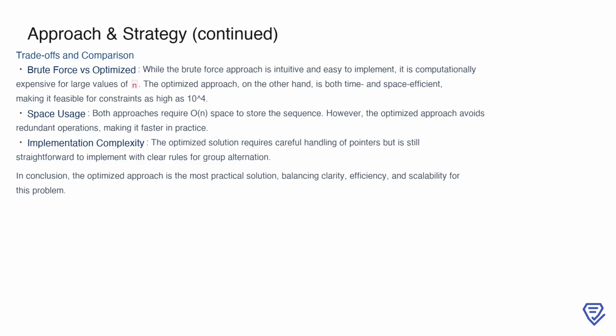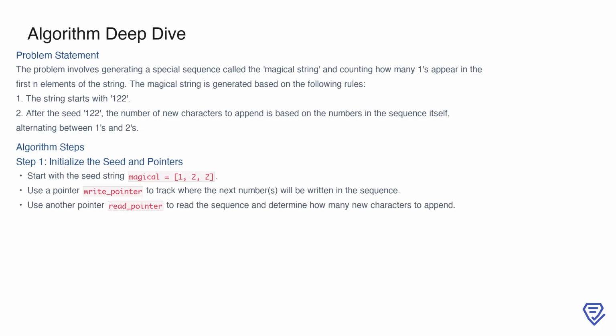To solve the magical string problem, we start by understanding the sequence and its generation rules. The sequence begins with the seed 122 and grows based on the numbers within itself. Specifically, each number in the sequence determines how many of the next character to append, alternating between 1s and 2s. The task is to generate this sequence and count the number of 1s in the first n elements.